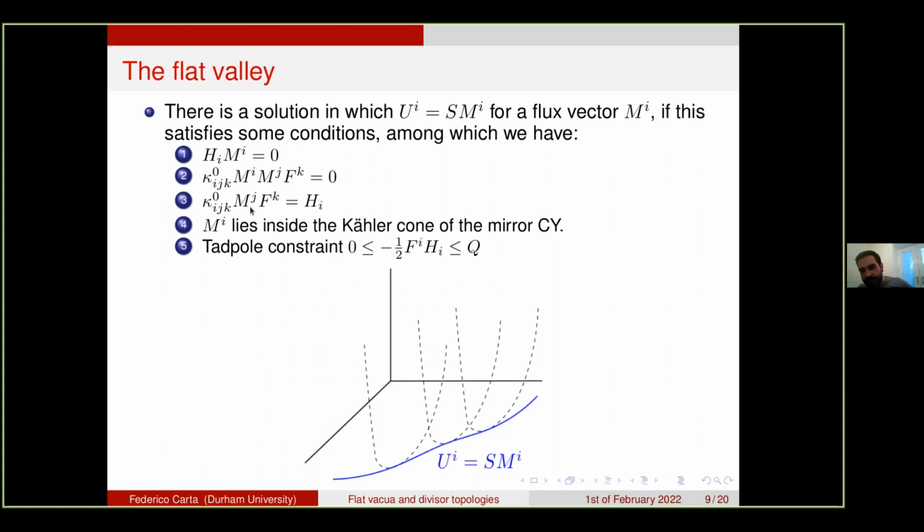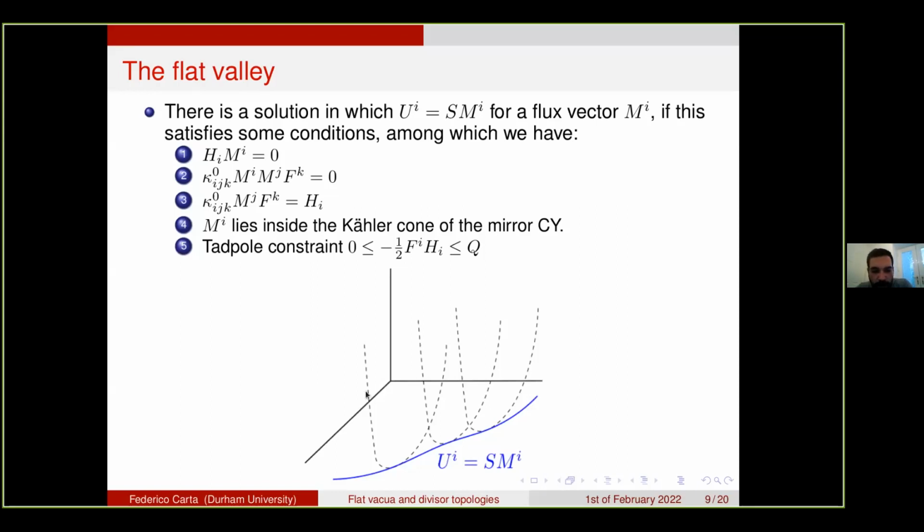I cannot just choose it randomly. So it has to be orthogonal to the vector of the fluxes for H. And it should satisfy this relation with respect to the triple intersection numbers. We should also request that M lies inside the Kähler cone of the mirror Calabi-Yau. And finally, there is a tadpole cancellation constraint for the fluxes F and H.